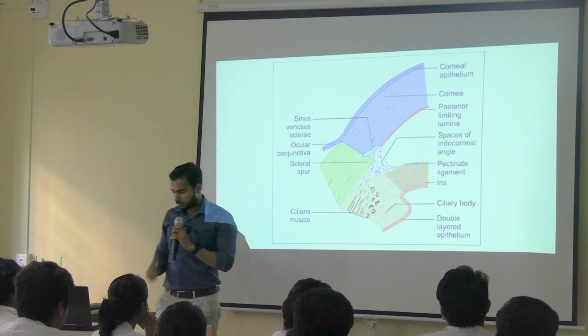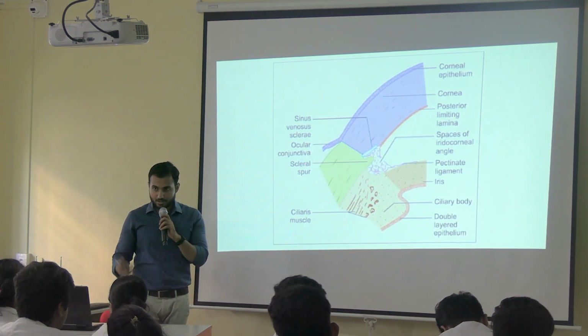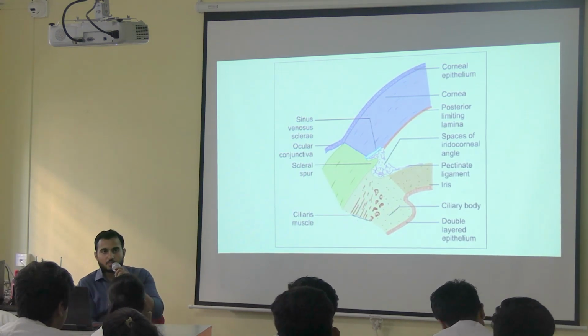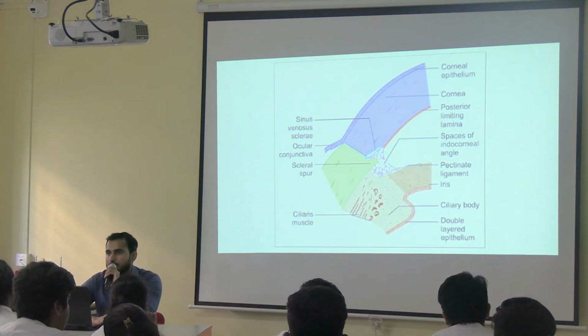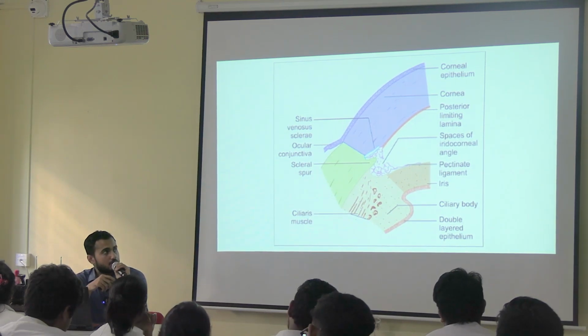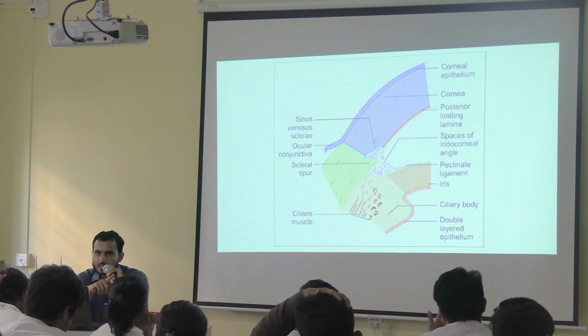Okay, aqueous humor, drainage means movement. Together it is called aqueous humor dynamics. Okay, next, so you have seen the sclera, where the sclera is present, where the cornea is present.